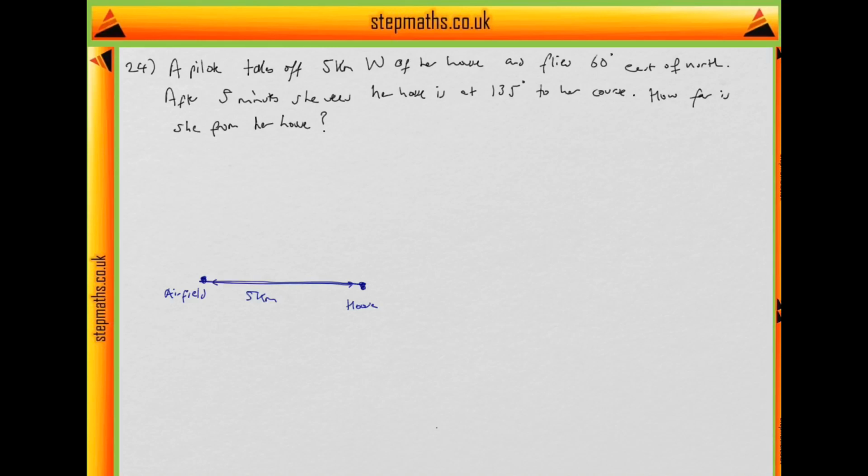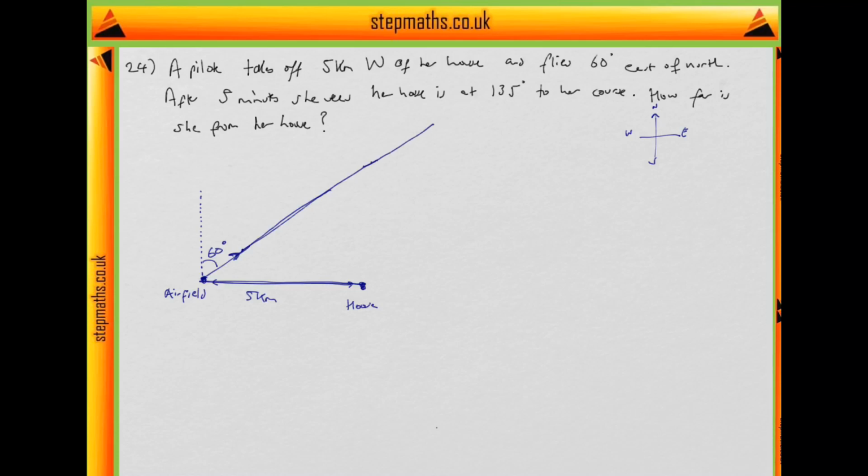Okay, well, we know that she sets off at 60 degrees east of north. So if we have our compass, we'll just draw that on. We have north, east, south and west. So if she travels 60 degrees east of north, then she's leaving at some angle here, 60 degrees, at some velocity that we don't know. And she comes up here, and then after 5 minutes, she looks down and sees that her house is at an angle of 135 degrees to her path.